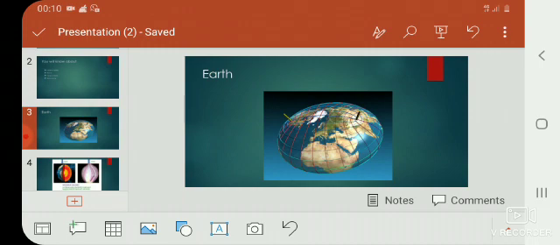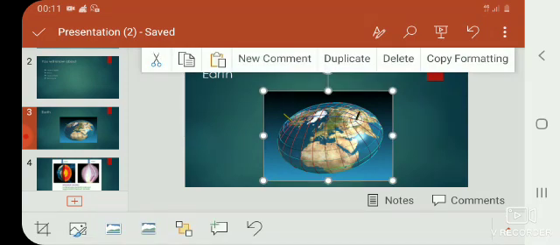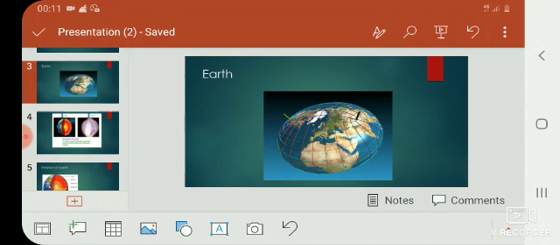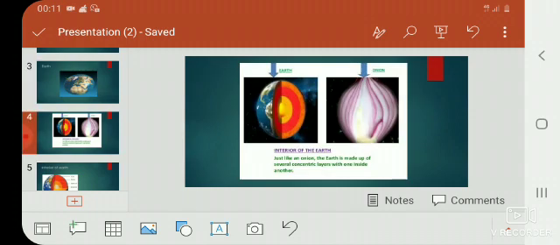This is what our earth looks like. It is geoid in shape and in poles it is very flattened. Our homeland earth is a dynamic planet. It always undergoes certain changes inside and even outside. Is it not, my dear students? Have you ever wondered what is there inside our earth? Come, let us explore what is there inside our earth.